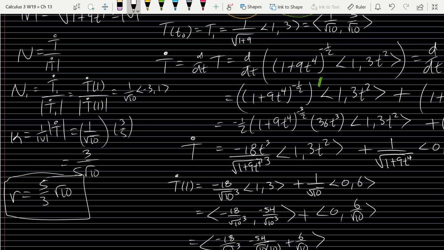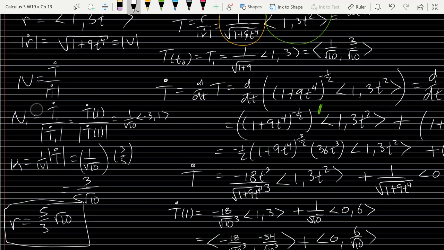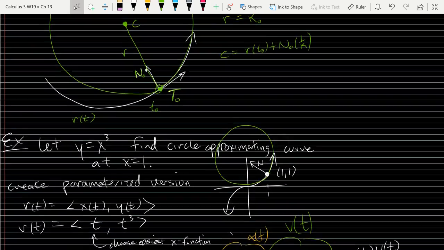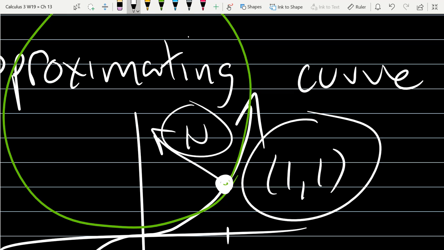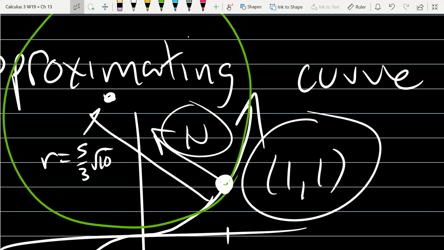Do we have the center? Nope, but if we go back to our picture, we finally have the normal, we have the point, the normal, we just figured out the radius. I wrote it down, but I forgot what it was. It was 5/3 square root 10. So all you have to do is go 5/3 square root 10 distance in the n direction from 1/1. So let's figure out the center from that information.